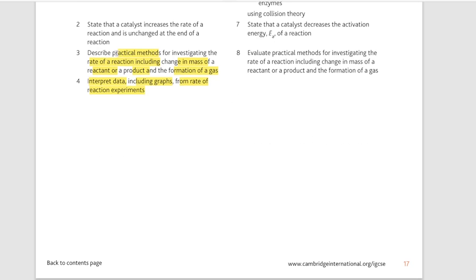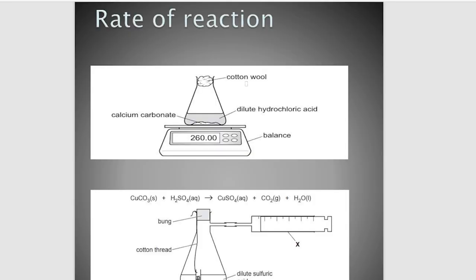In the rate of reaction, you should be able to describe the practical methods for investigating the rate of a reaction, including the change in mass of a reactant or a product and the formation of a gas. Interpret data, including graphs from rate of reaction experiments. Along with this, the energy changes, exothermic, endothermic reactions can also be included along with this topic. So now we are moving towards our rate of reaction.